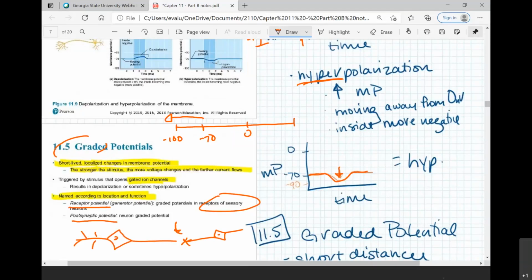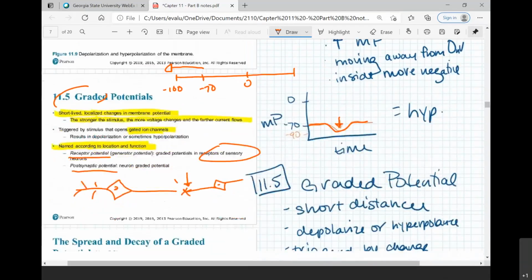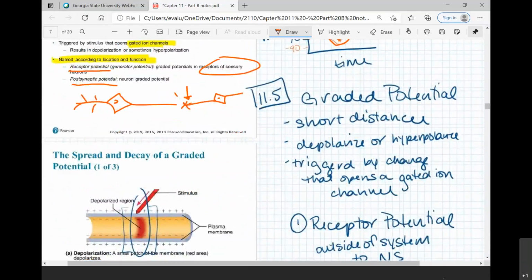So it's actually, to redraw this, happening here in the dendrites of a neuron. After it picks up communication, it's postsynaptic because it's after the synapse. This is the pre-neuron, this is the post-neuron. But that postsynaptic potential is happening in the dendrites of the postsynaptic cell. So that's what's going on with this graded potential.